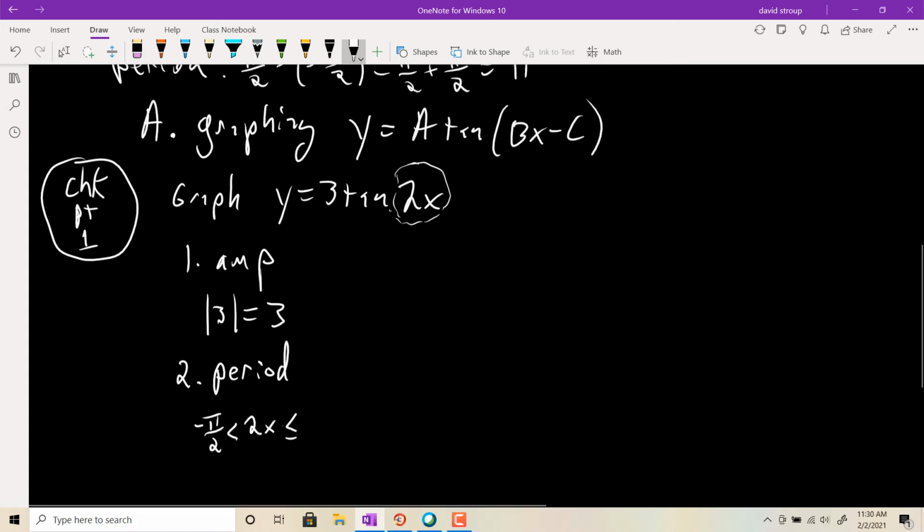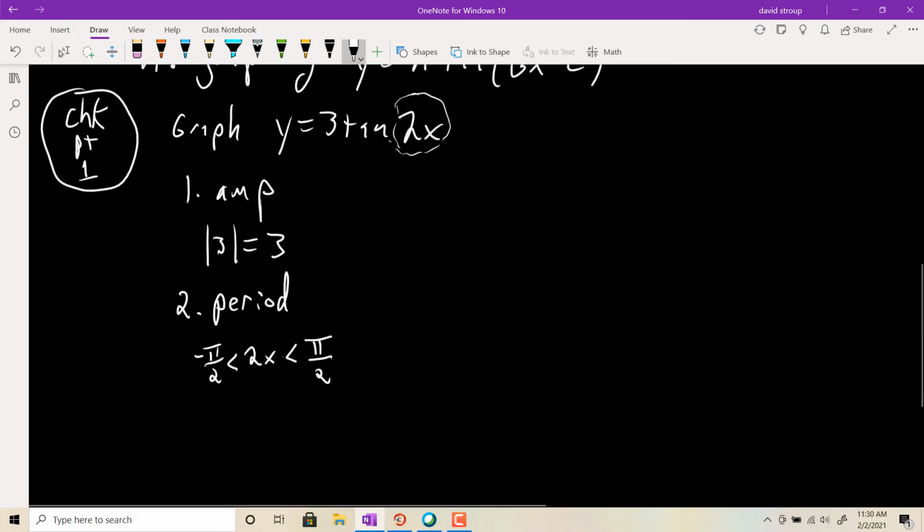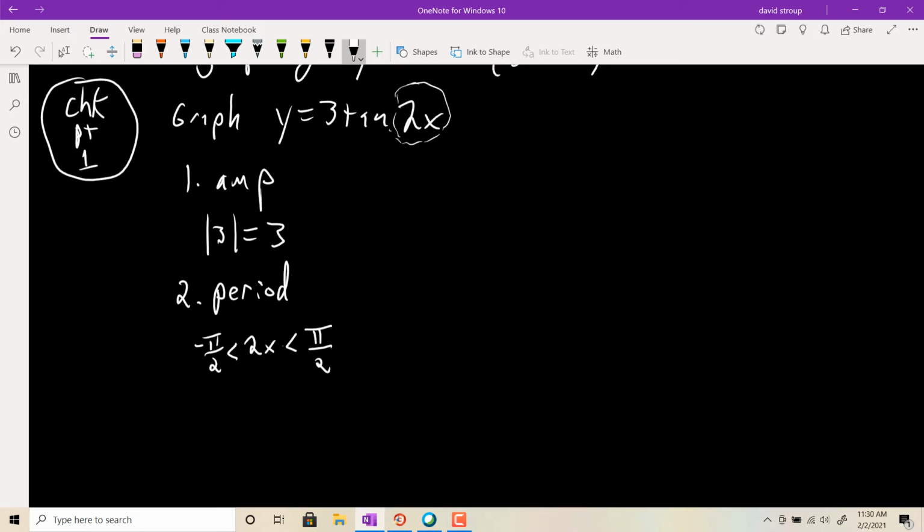Oops. You can't write like I did right there. I accidentally wrote less than or equal to. You can't technically do that because of the asymptotes. So what you're doing is writing less than, and then you put pi over 2 on the other side, and then solve for x. And that'll give you the interval for 1 period.